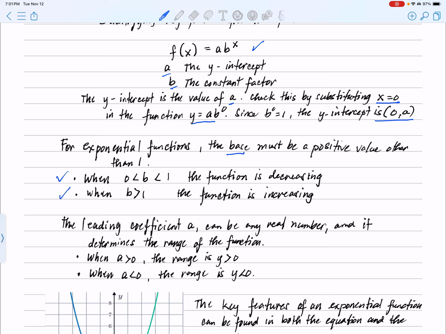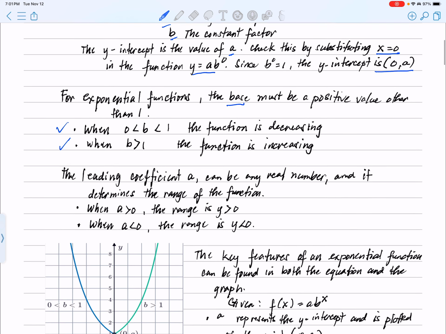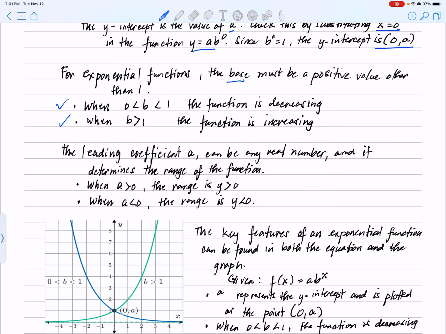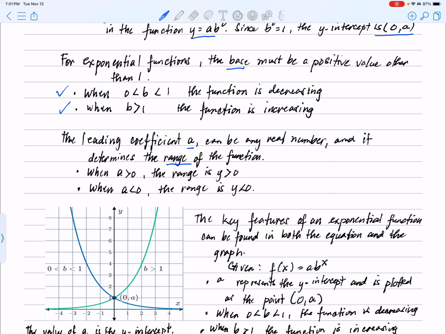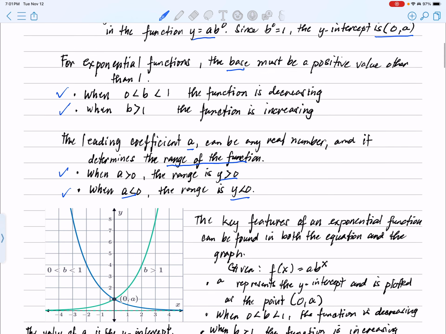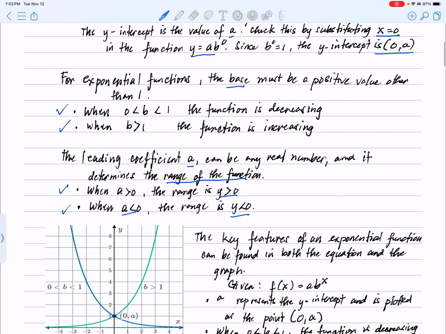Let's remember that. The leading coefficient a can be any real number, and it determines the range of the function. When a is greater than 0, the range is y greater than 0. When a is less than 0, the range is y less than 0. We'll be using all these features later on when we do some problems.